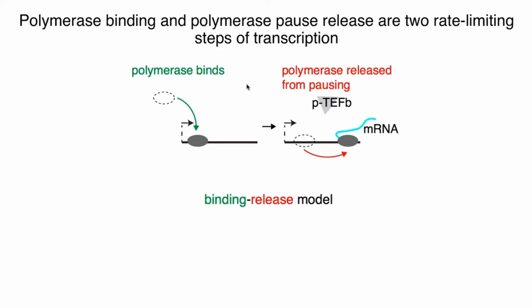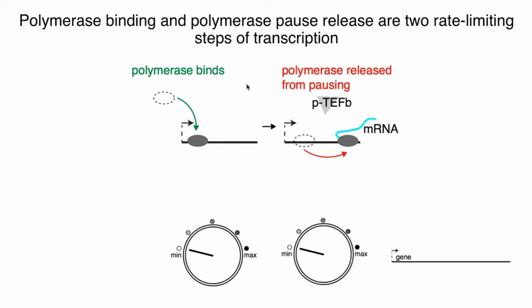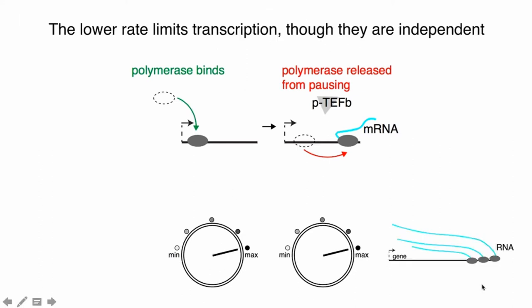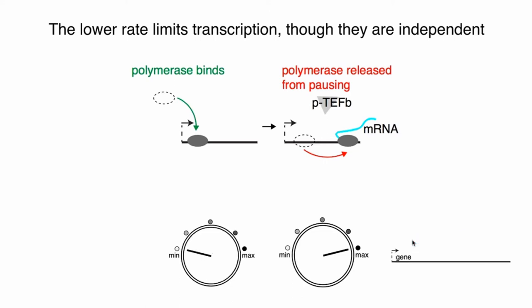And we know that polymerase pausing is really a globally important step because if we use a pharmacologic inhibitor to inhibit PTEF-B, then transcription is globally arrested at all genes. So again, going back to the conceit of knobs, we could think of these as two different knobs that have to get turned up to get a gene to transcribe. And note that even though the rate of binding and then the rate of release from pausing are independent knobs, you would have to turn both of them up to get transcription. If you have no binding, it doesn't matter how high the release knob is turned up.